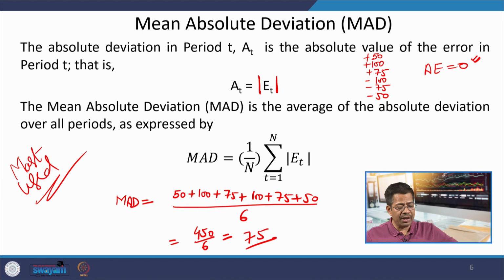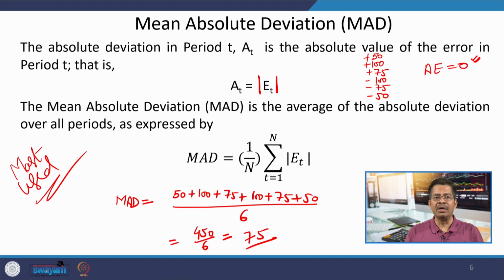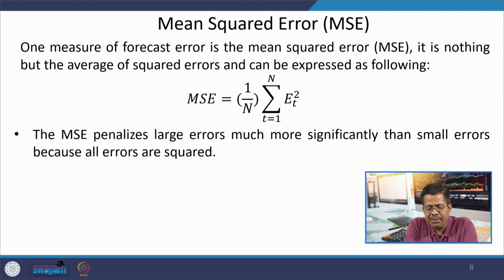Therefore, MAD is independent of the sign or the nature of your individual errors. It is therefore considered to be a more used measure of forecasting errors. In all our predictive analytics, MAD is a very useful measure of forecasting errors. Then another important measure of forecasting error is mean squared error. It is a kind of an improvement over our absolute deviations or average deviations.